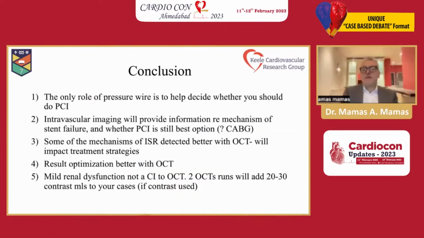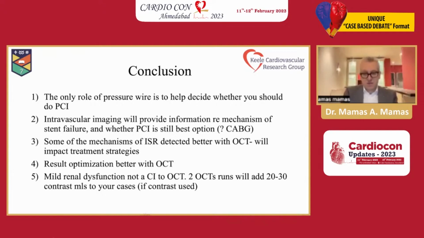So I think in conclusion, the only role of the pressure wire in this case is to help you decide whether you should do the PCI. I think intravascular imaging will provide information regarding the mechanism of stent failure and whether PCI is still the best option, or if there's significant left main involvement, then make a decision about whether you do the PCI or refer the patient for surgery, particularly if the stent failure is not because of under-expansion, but because of intimal hyperplasia. The mechanism of in-stent restenosis, I think, is much better detected with OCT, and it will impact your treatment strategies, and result optimization is again better with OCT.